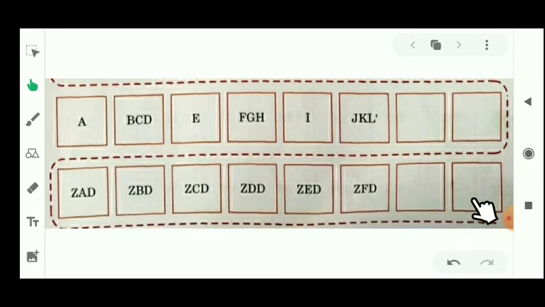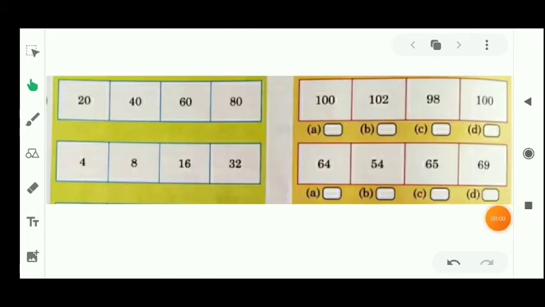So in the next two fill-ups, which letter will be the last? D will be the last. So here is the answer Z, G, D, and here is Z, H, D. Now let's see, students, some more questions.